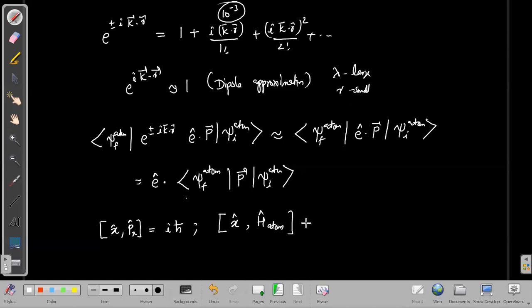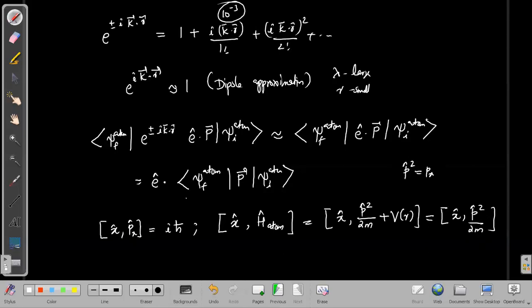Now what would be the commutator between x and the Hamiltonian of the atom? The Hamiltonian of the atom will contain two things: the momentum term, p square by 2m, plus V of r. Now x with V will commute, so that commutation would be 0. So this would be equal to x with p square by 2m. Now p square can be expanded as px square plus py square plus pz square. Now x will commute with py and with pz, so those two commutations would be 0, and therefore the remaining thing, you can take 1 by 2m outside of this commutator, is x comma px square.